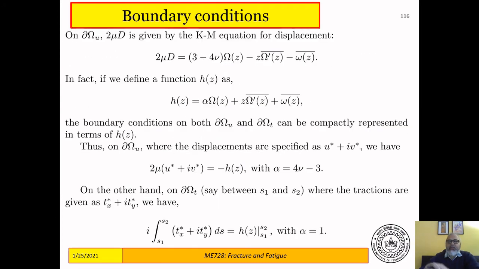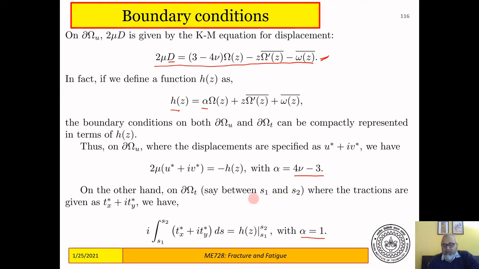So I can now write the boundary conditions in a combined manner. So I can write the displacement boundary condition. This is the displacement boundary condition. So d might be specified at some parts of the boundary. And then I define this function h(z), where alpha is equal to 4 nu minus 3 in case of the displacement, and alpha is equal to 1 in case of the traction. So if you have specified displacements, then it will be minus h(z) with alpha equal to 4 nu minus 3.